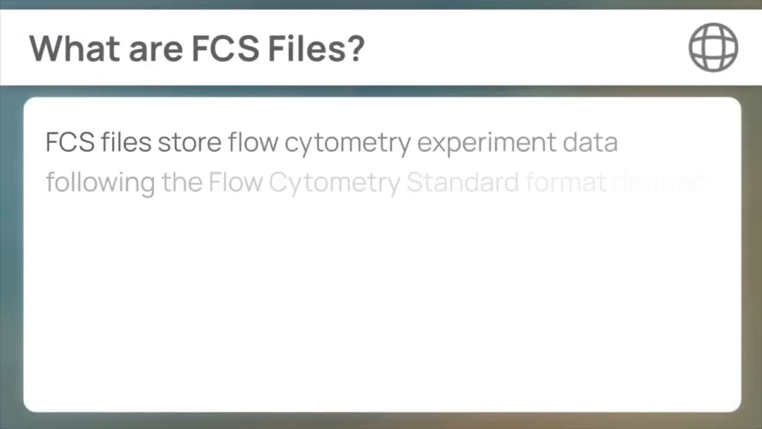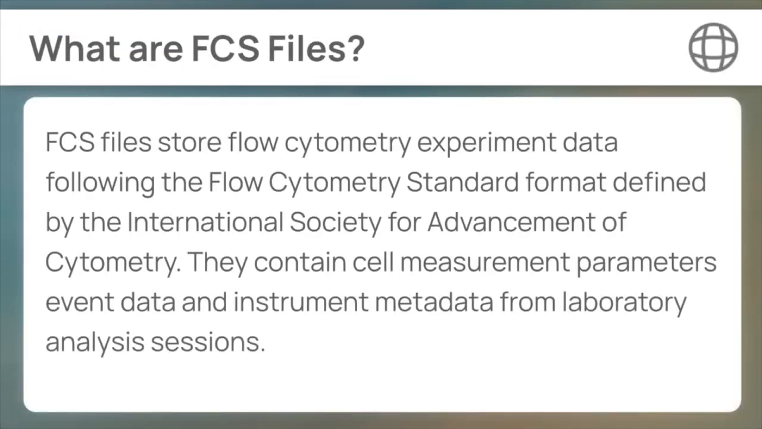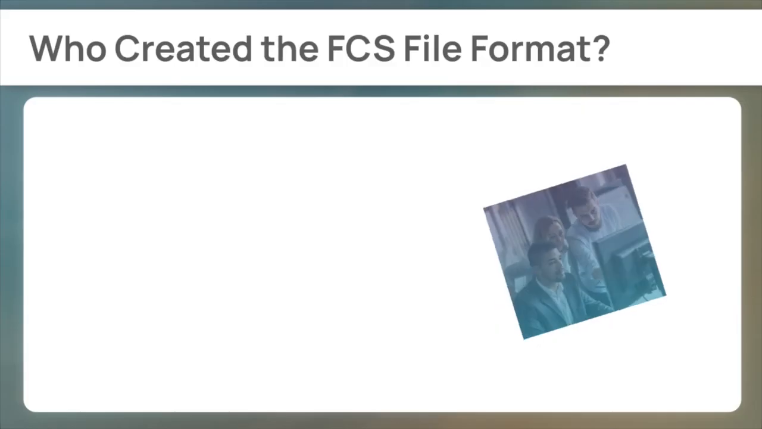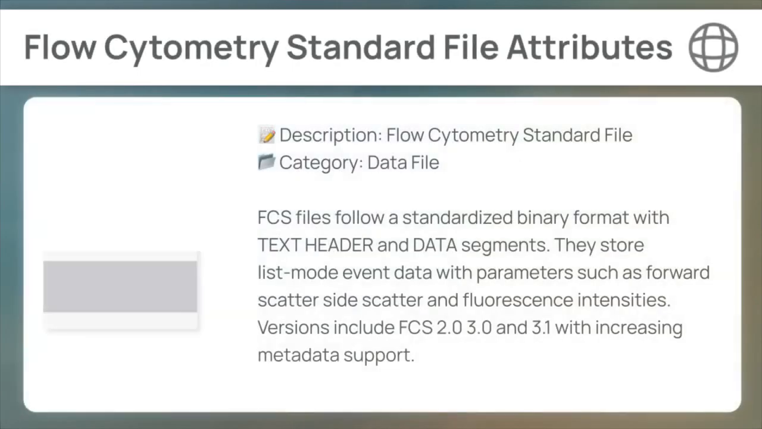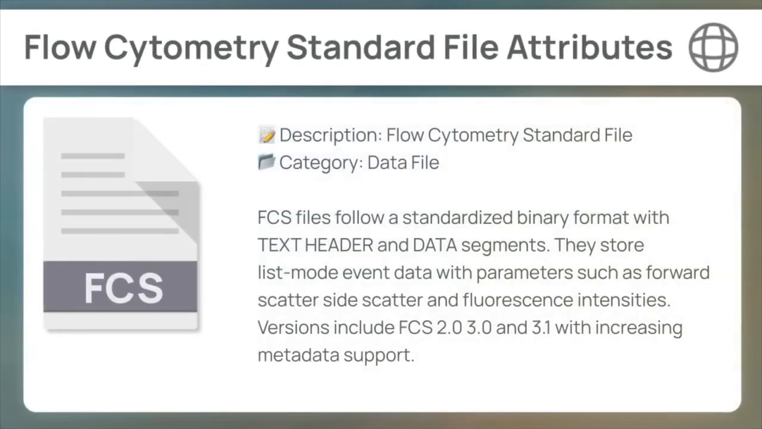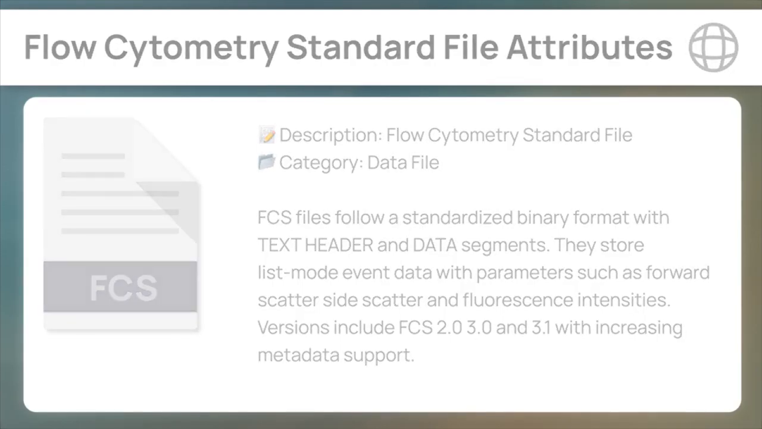FCS files store flow cytometry experiment data following the Flow Cytometry Standard format, defined by the International Society for Advancement of Cytometry. They contain cell measurement parameters, event data, and instrument metadata from laboratory analysis sessions. FCS files follow a standardized binary format with text header and data segments. They store list mode event data with parameters such as forward scatter, side scatter, and fluorescence intensities. Versions include FCS 2.0, 3.0, and 3.1 with increasing metadata support.